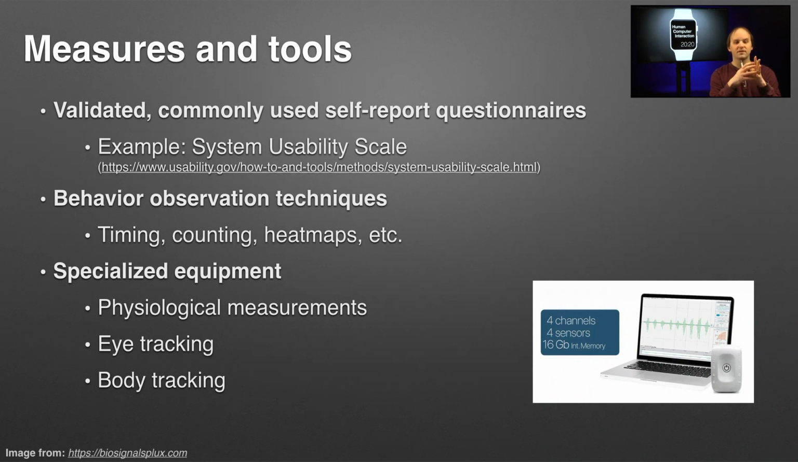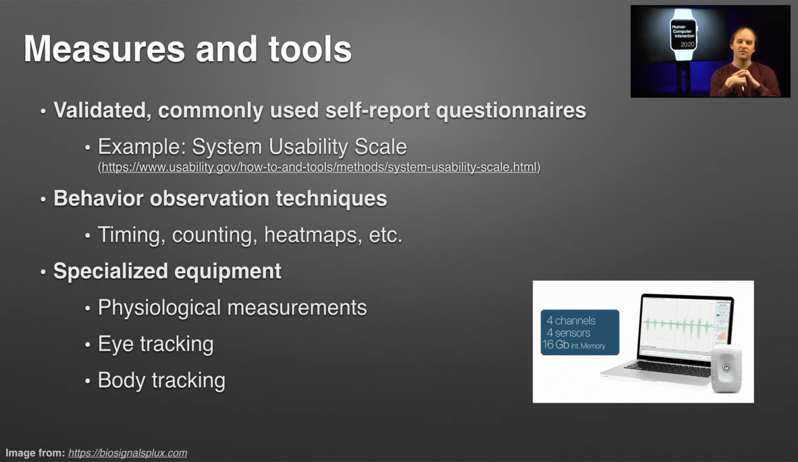An example of a really commonly used one, and I'll show it on the next slide, I think, is the System Usability Scale, and this is traditionally for software interfaces. It's a self-report measure, and it has a bunch of items that are very common across interfaces.